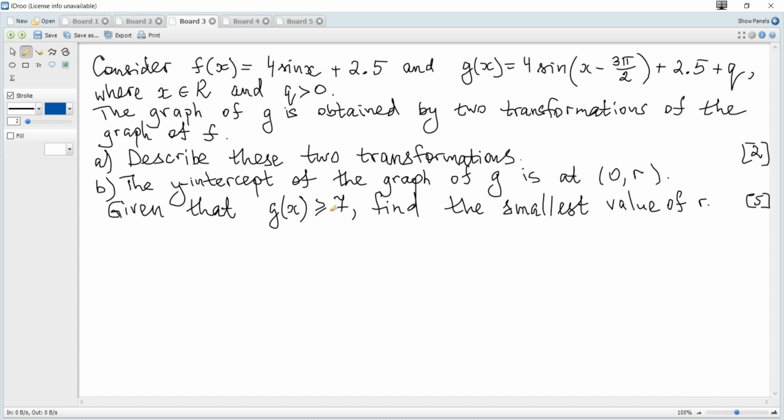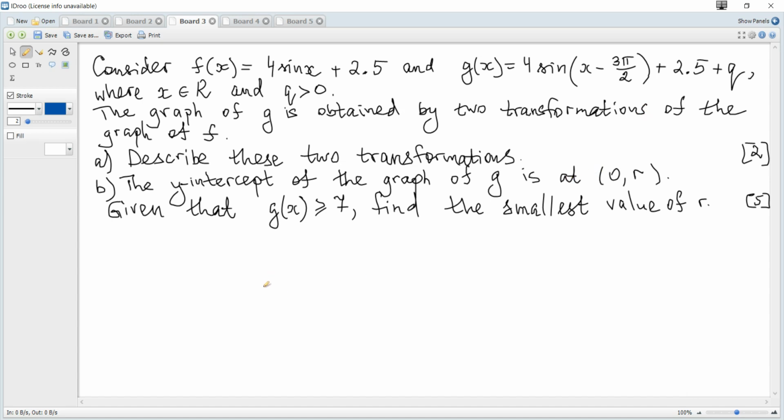Consider the functions f and g. The graph of g is obtained by two transformations of the graph of f. Describe these two transformations. So we can see that it was sine x and it becomes sine of x minus 3 pi over 2, and it implies horizontal translation 3 pi over 2 to the right.